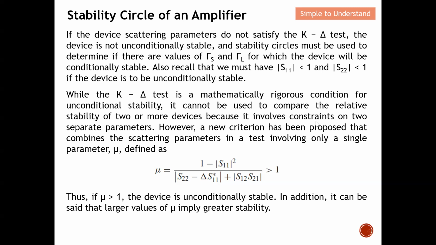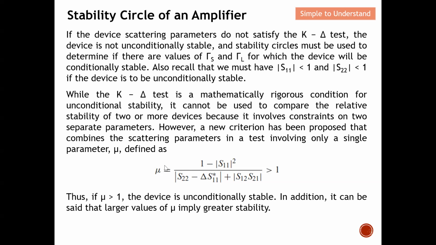Okay, because it involves constraints on two separate parameters. In short, for this type of parameter test, which is the K and the determinant of the scattering matrix, we cannot determine which is more stable. But recently we have this new criterion that will be able to tell which one is more stable. So for example, I have two amplifiers. Earlier on, as I mentioned, if we use the K factor and the determinant of the scattering matrix, I will not be able to tell which amplifier will be more stable. However, with this equation, I can actually tell which is more stable.